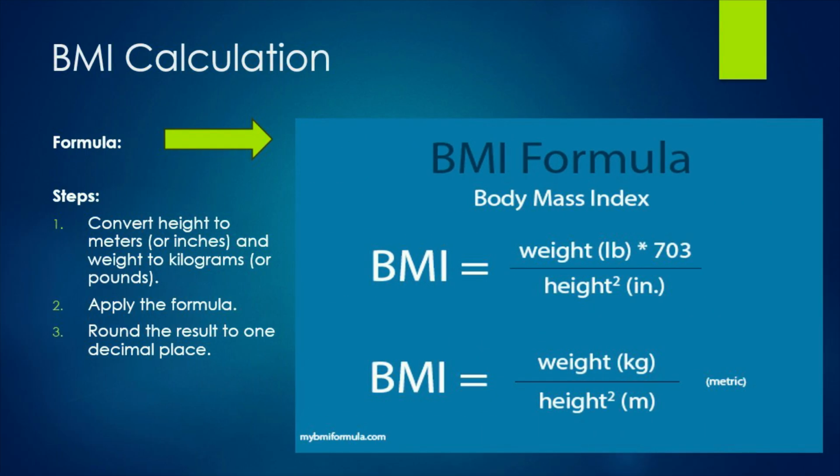After you have collected both your patient's weight and height, use the formula applicable to the units that you collected your measurements in. Once you get your calculation, round the result to the nearest decimal place.